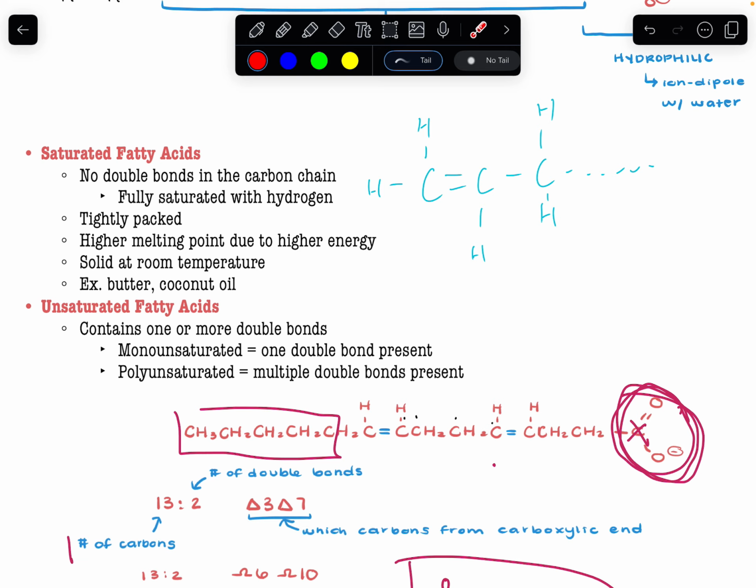Saturated fatty acids, since they are saturated, are able to pack tightly together, and since they're so tightly packed and they have decent bond energy, they're going to have a higher melting point due to a higher energy. Furthermore, this is going to allow them to be solid at room temperature. So you can see that in your butters. When you cook bacon and let the grease sit for a little bit, you see more of a solid form of the grease start to form. That is what you call more saturated fatty acids.